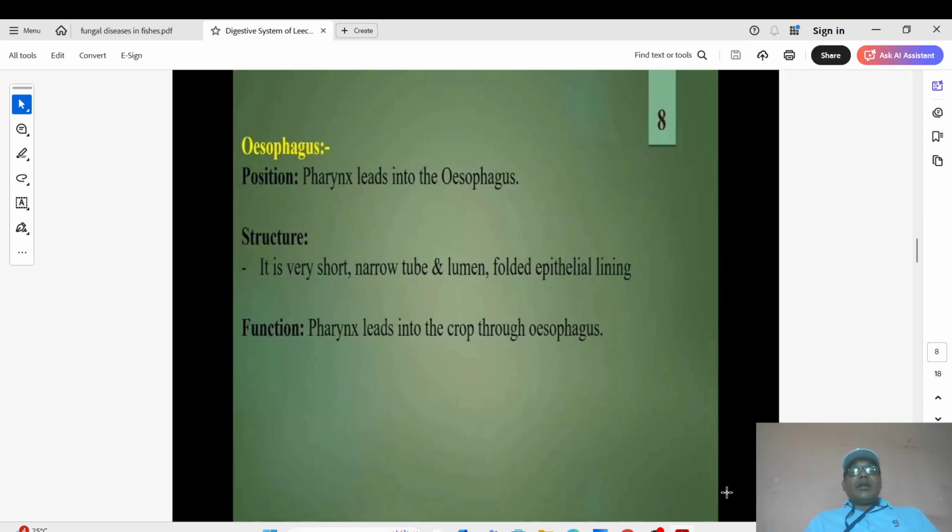Now esophagus, the position: pharynx leads into esophagus. The structure, it is a very short, narrow tube with a lumen and folded epithelial lining. The function of esophagus is that the pharynx leads into the crop through the esophagus.